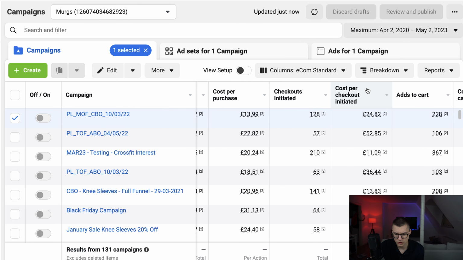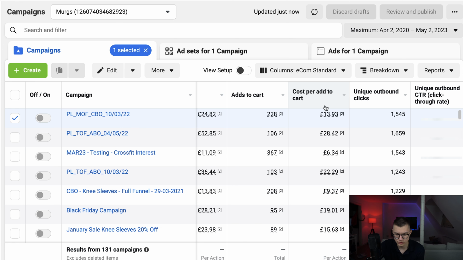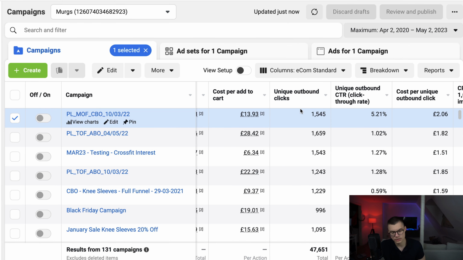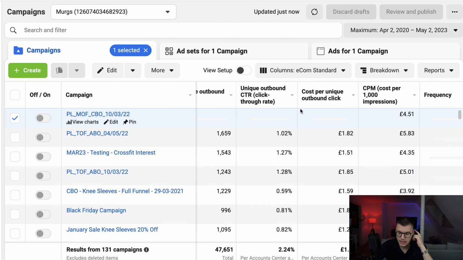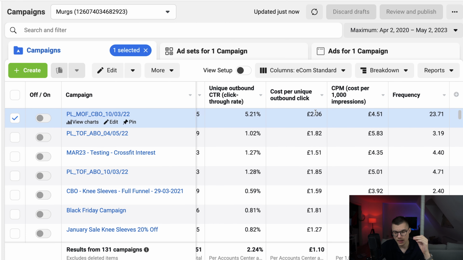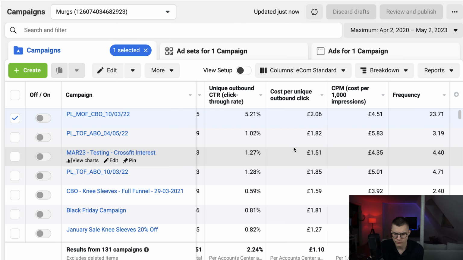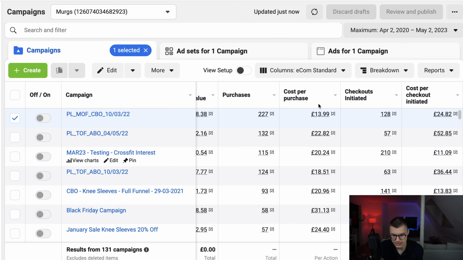Then we have checkouts initiated, cost per checkout, adds to cart, cost per add to cart, and then the unique outbound clicks. So how many unique people clicked, and unique outbound CTR. For somebody seeing the ad for the first time, what's their outbound CTR essentially? Then what am I paying for a unique outbound click? Then the CPMs and the frequency. I like to look at the frequency on a week by week or day by day basis. I will make a separate video about analyzing Facebook ads, where I'm going to walk you through how CPMs, frequency, and all that kind of play together. But for now, this is the first column, and obviously the most important number in here is CPA. Is this in my area?